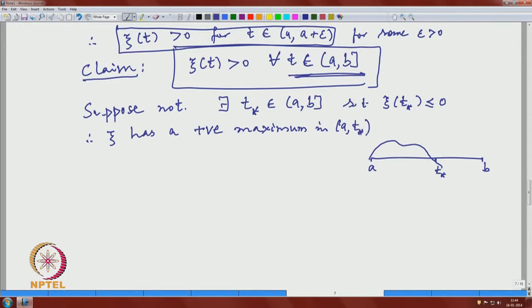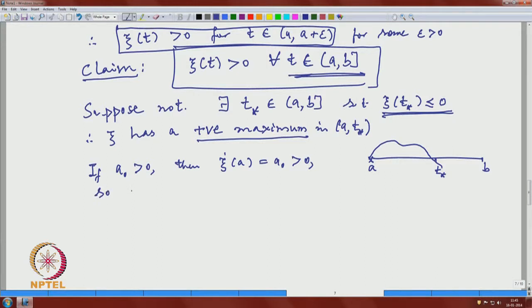Okay. And we want to rule out this a. T star is already ruled out because j(t star) is less than or equal to 0. So, it cannot be a positive maximum. So, we want to rule out this positive maximum at a. So, how to do that? So, if a 0 is positive, then j dot(a) is a 0, positive. So, a positive maximum cannot occur at a.